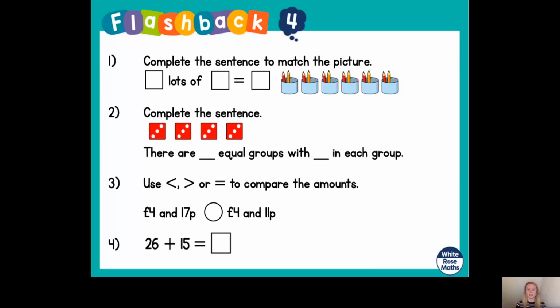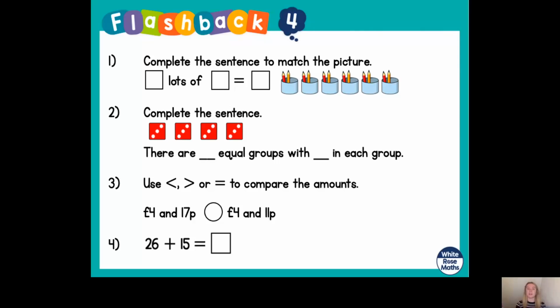In the third question, you need to use the less than, the more than, or the equals to sign to compare the amounts, so the amounts of money. And number 4, you need to do an addition. Now, it will help if you use the column addition that we learned about in class, and you need to decide if you need to exchange or not. Okay, so pause the video now and have a go.